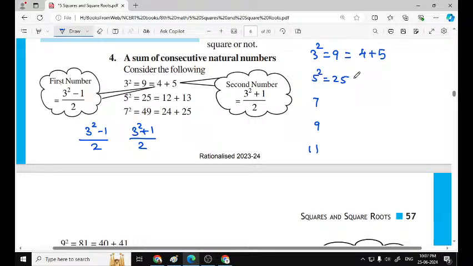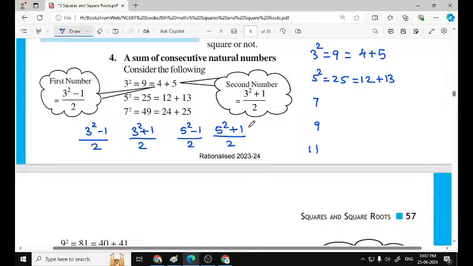This is 25. 5 square, (25 minus 1) upon 2, it is 24 upon 2, that is 12, and (5 square plus 1) upon 2, that is 26 upon 2, which is equal to 13. So square of odd numbers can be written as sum of two consecutive natural numbers.